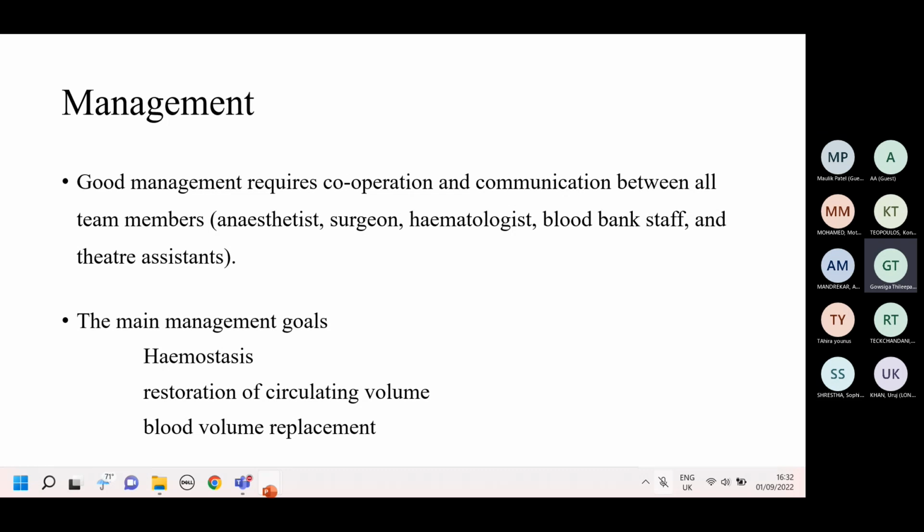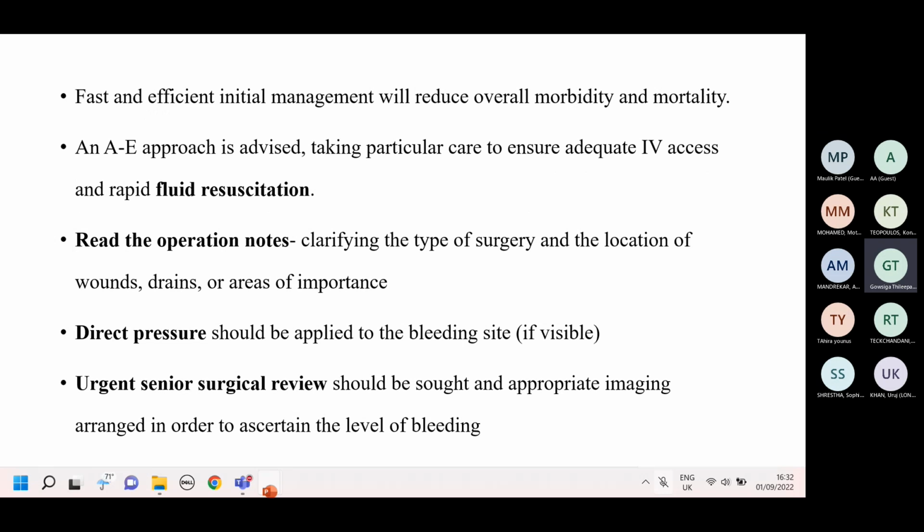Okay, so the management goals are to achieve hemostasis early, and restoration of blood volume, the circulating volume, and blood volume replacement. Next slide, please. And that is done with fast, efficient initial management, which will reduce overall mortality and morbidity.